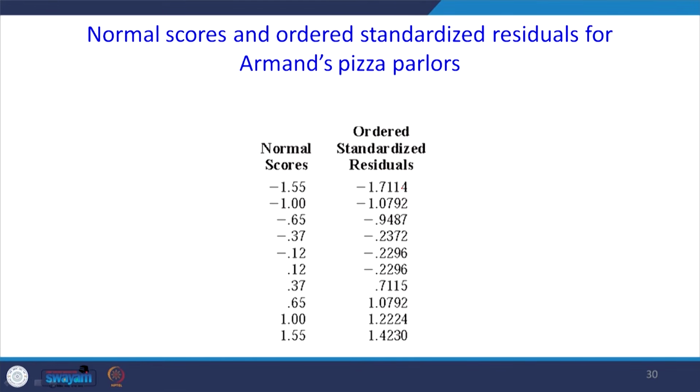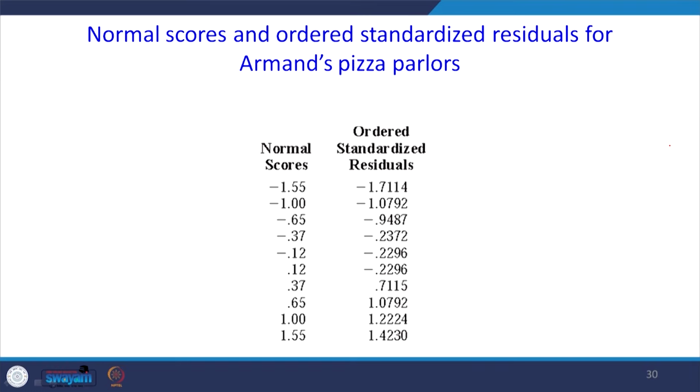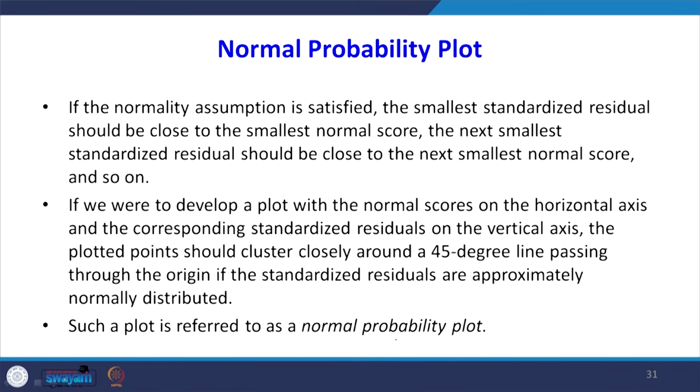Next we have to see which is the least value. From this figure, the next least value is minus 1.07. So, we have mapped our standardized residual against the normal score. When the least one is taken as minus 1.71, when it is 1.55 in the normal score, the corresponding score from our data set is 1.4230.